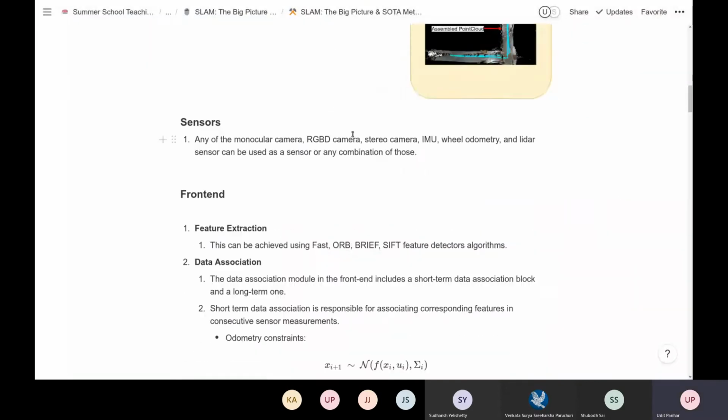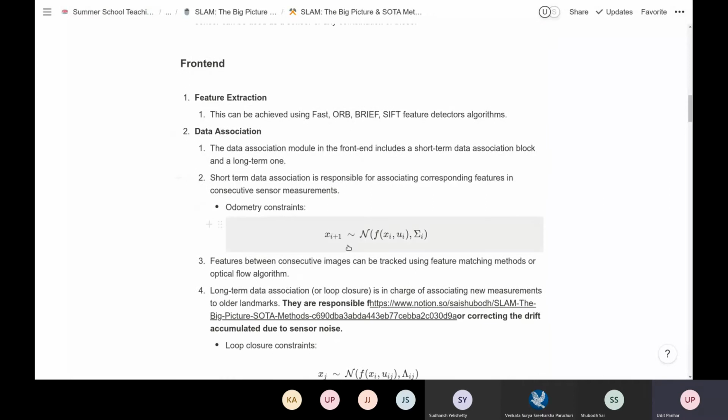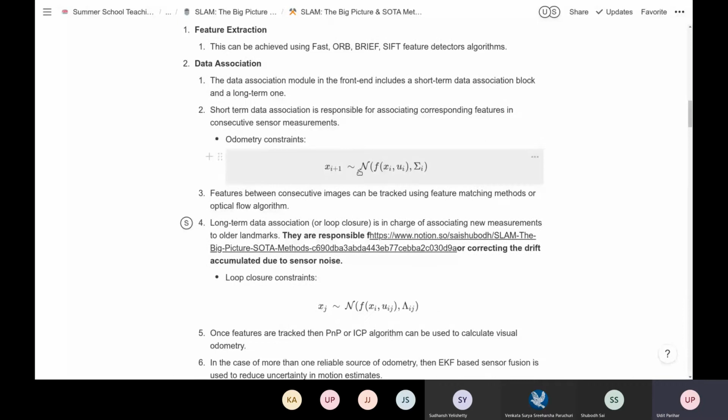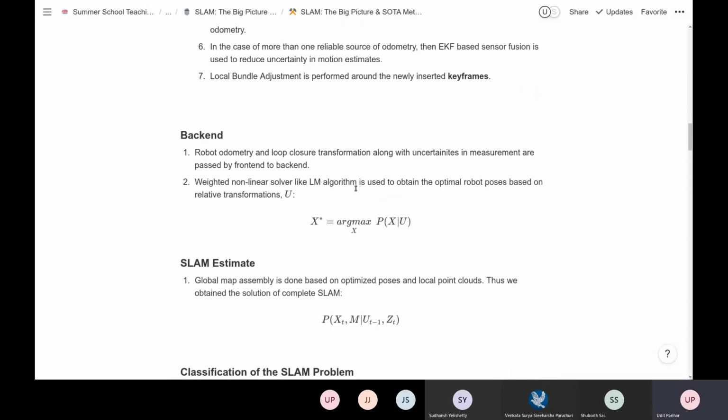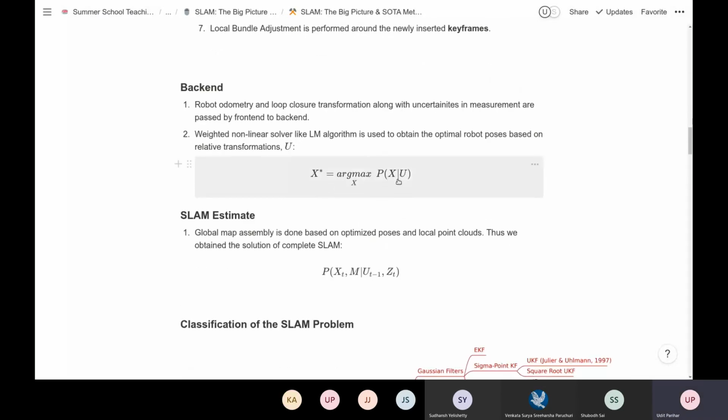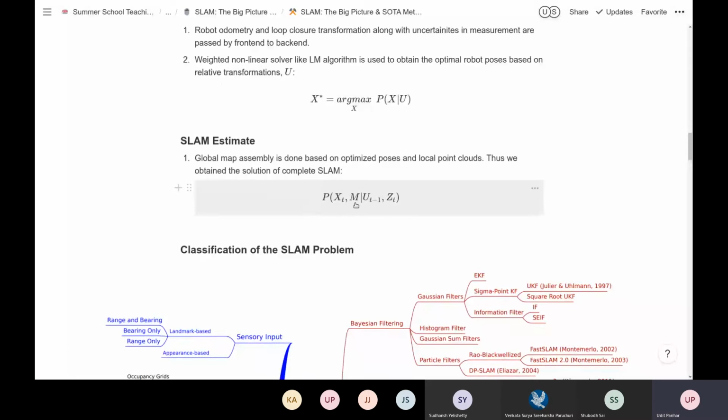So basically here I am mentioning each of the components in detail. Okay, so feature extraction. And as mentioned earlier, you get odometry constraints, which are normally distributed. And this is the formulation you want to maximize. You want to maximize this probability distribution in a pose graph formulation, and this is the complete SLAM formulation which you want to know. You want to know the map and the robot poses given your odometry commands and your sensor measurements.